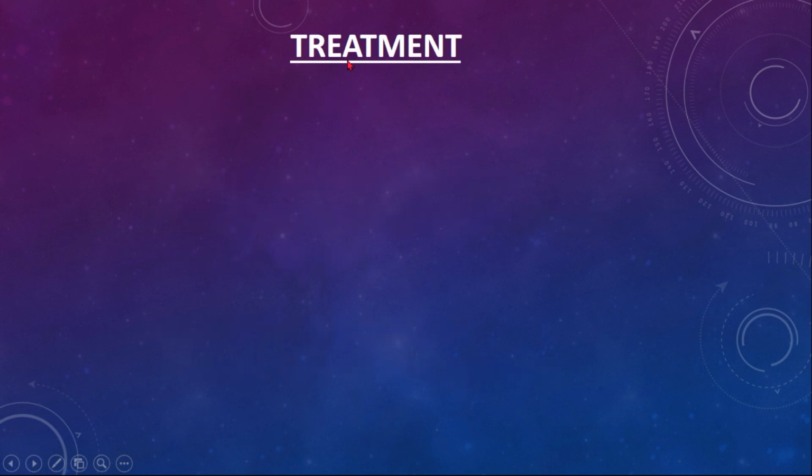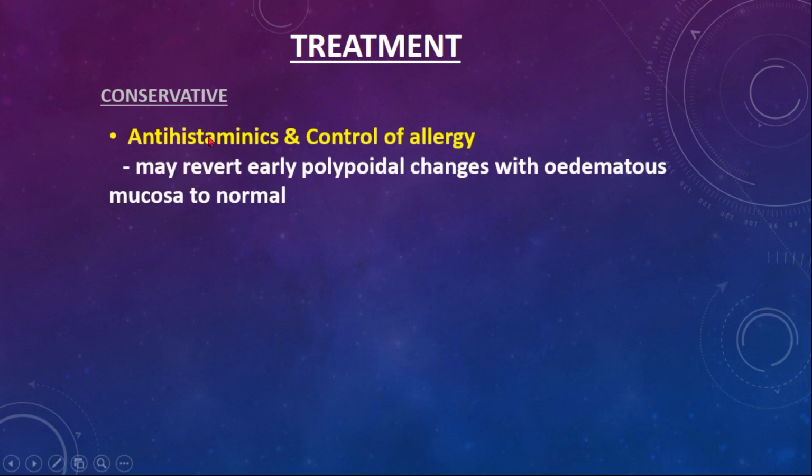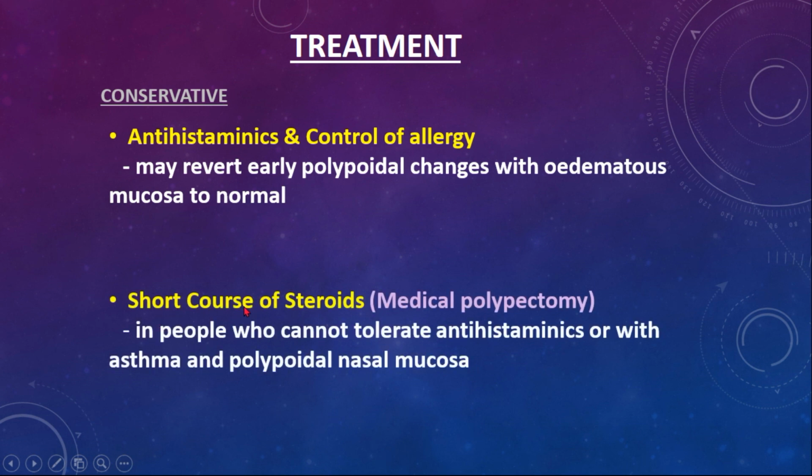Treatment should be conservative and surgical. Conservative treatment includes 2 points. First one is antihistamines and control of allergy. Antihistamines may revert early polypoidal changes with edematous mucosa to normal. And the second one is a short course of steroids, which is also called medical polypectomy, in people who cannot tolerate antihistamines or with asthma and polypoidal nasal mucosa. Aspirin should be avoided in asthmatic people.